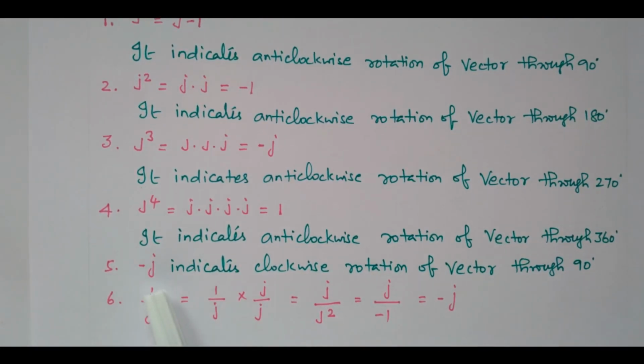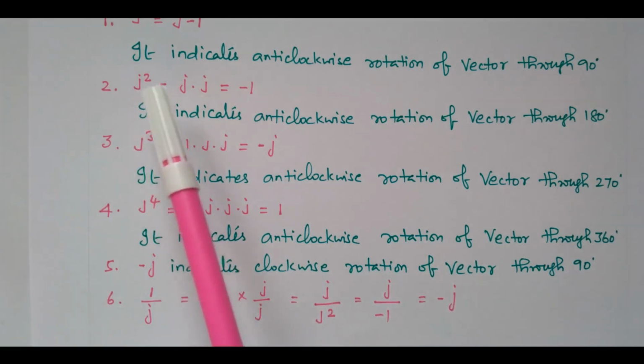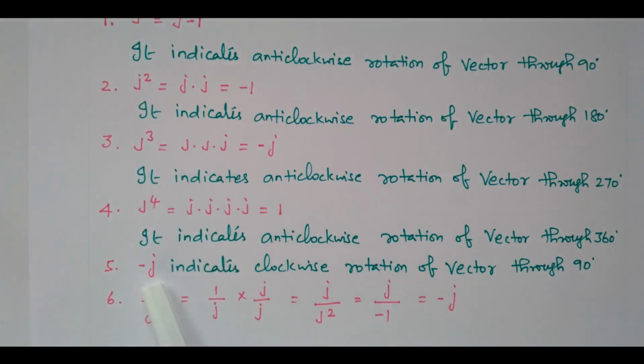So minus j indicates clockwise rotation of 90 degree. So far we discussed only plus j, j square, j cube. If it is j or minus j, j means anti-clockwise, minus j means clockwise rotation. Then how will you find the value 1 divided by j? We cannot use 1 divided by j directly, so in order to convert it into a convenient form, we multiply and divide by j.